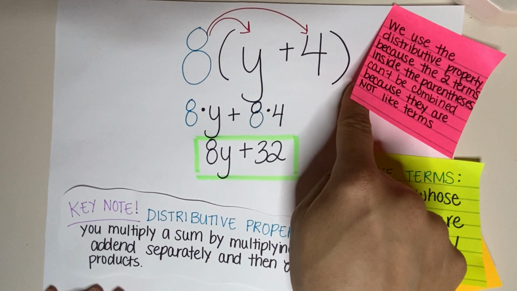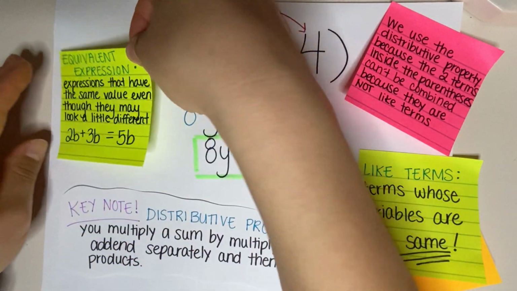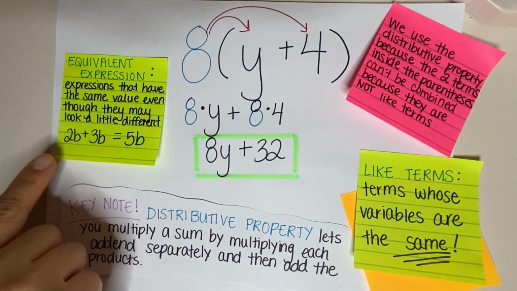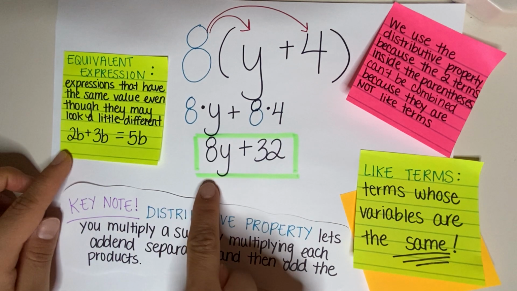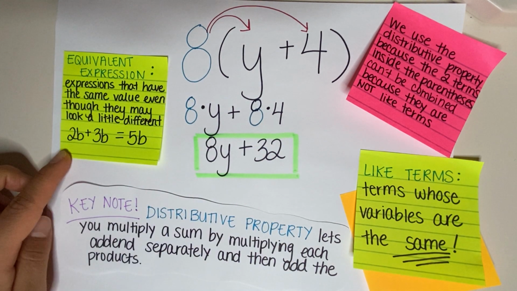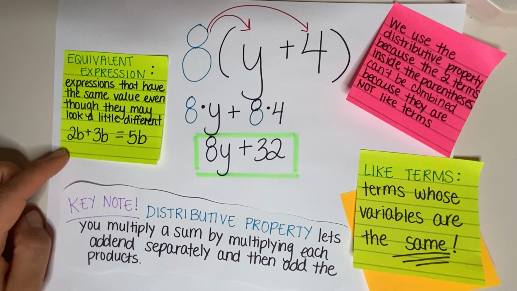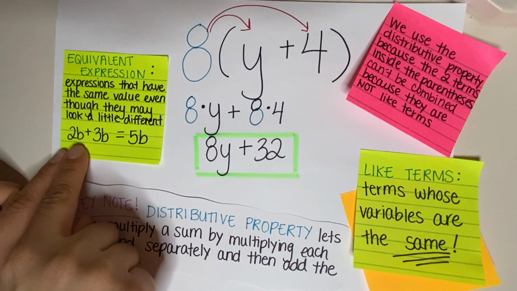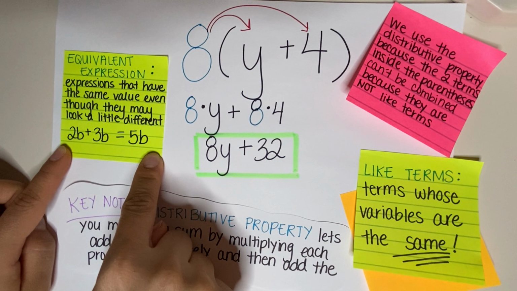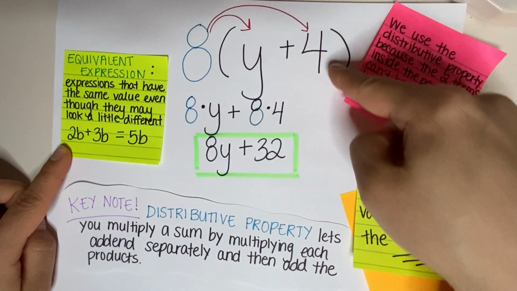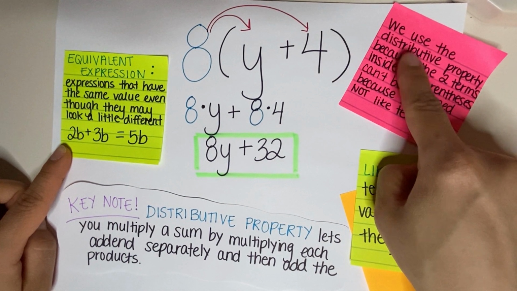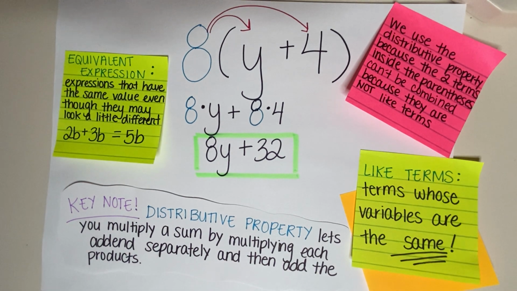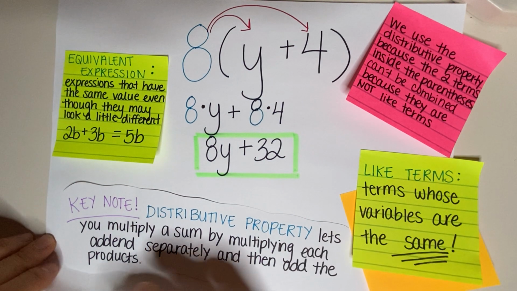So this up here and what we just got, these are equivalent expressions. Equivalent expressions are expressions that have the same value. So these two have the same value even though they may look a little different. So here's an example of two expressions that are equivalent. We just simplified it using the distributive property. All right, so we need to get more practice. To get better at math, you need to practice. So let's go ahead and look at our next example.